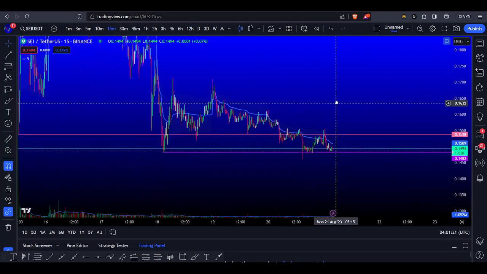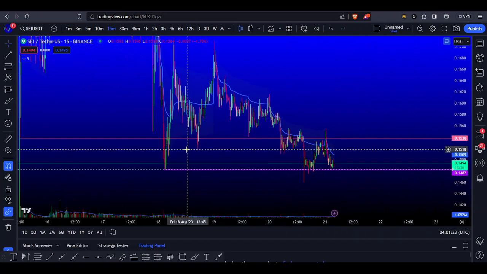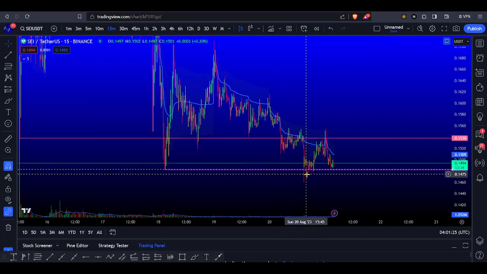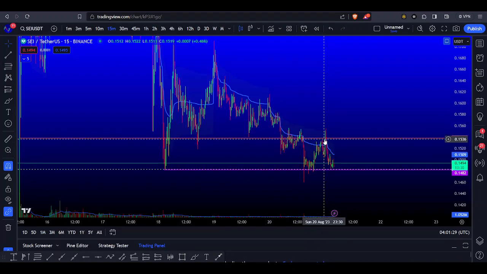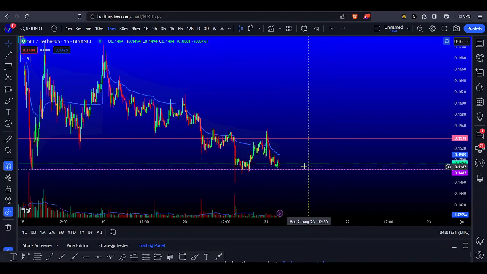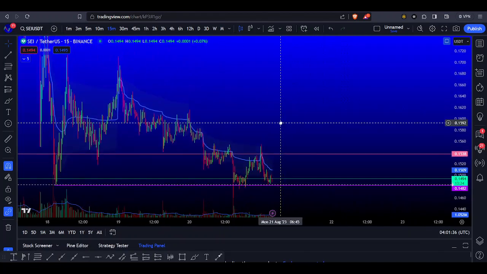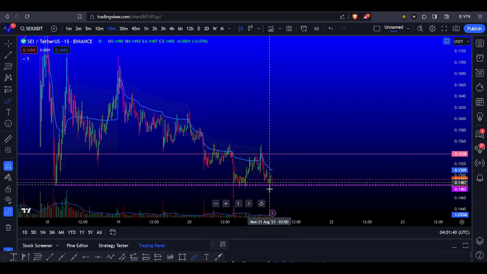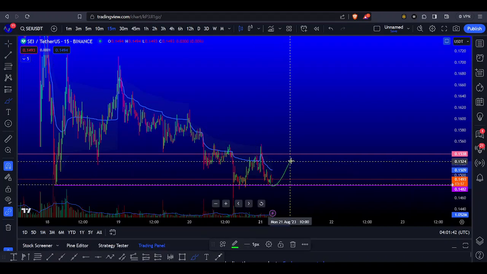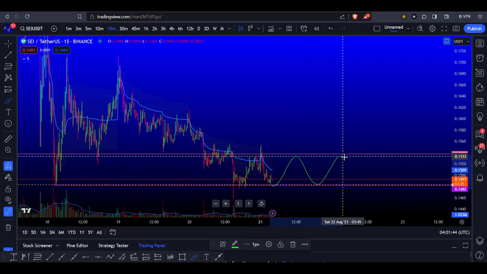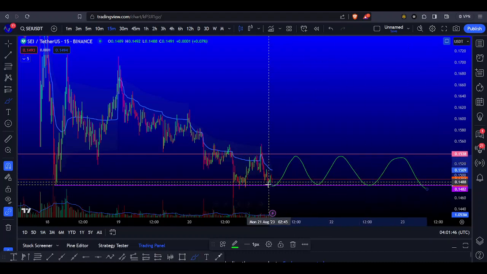So you can see that it's clearly at support. It pumped, sold off, touched the support level, swept the lows, had another lower high. Now it's right back at support. So once again, once coins are at support, we can anticipate a move higher. So you always want to go long at support and short at resistance. This seems to be the most current range at the moment.